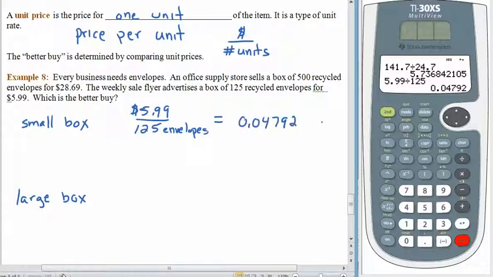0.04792, because we don't know how many of them we're going to need for this comparison. But the units here are dollars, because that was what was in the numerator, per, and the denominator talked about envelopes. Oops, per envelope. There we go. So it's just about 5 cents an envelope. Pause the recording. You give me the unit price for the large box, and then come back.